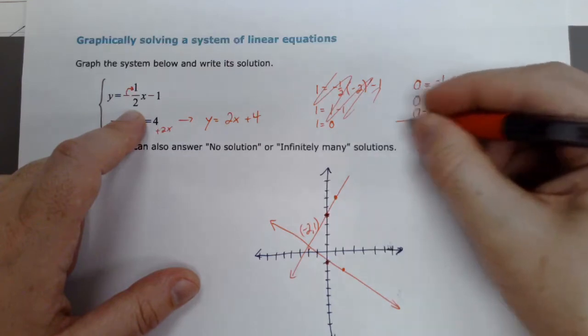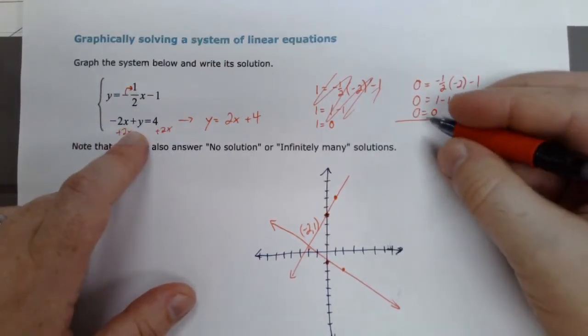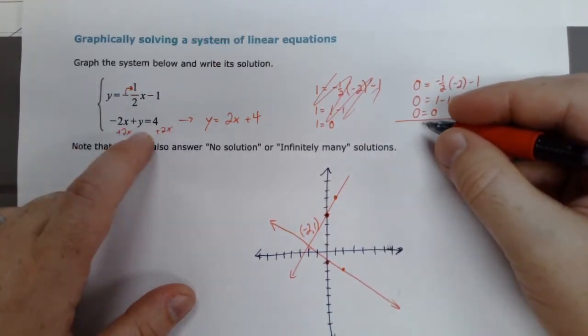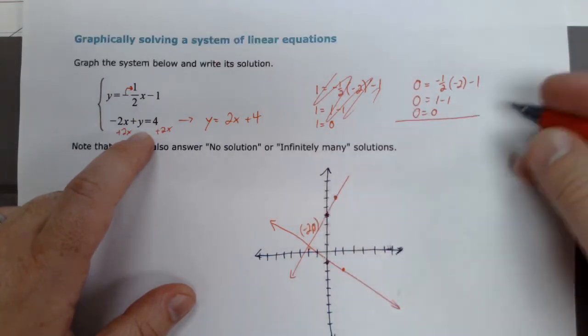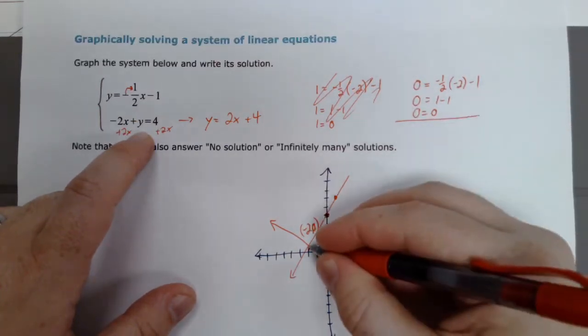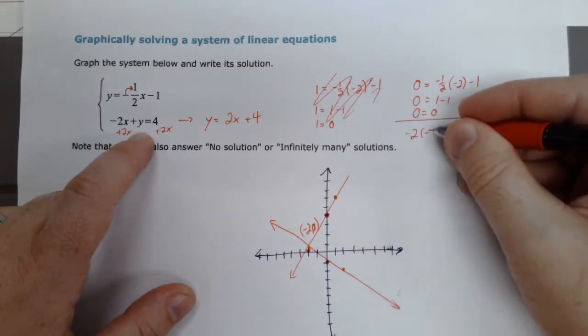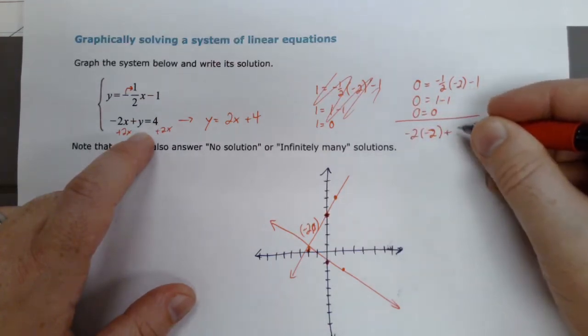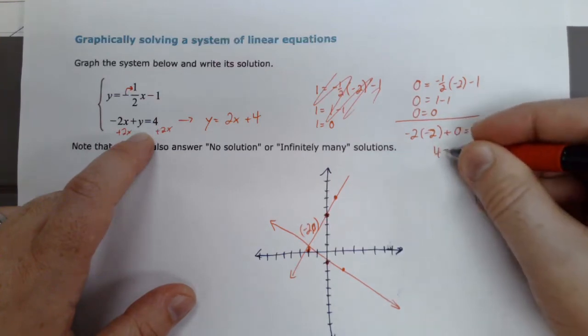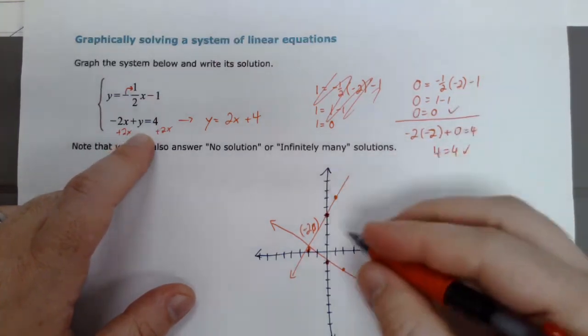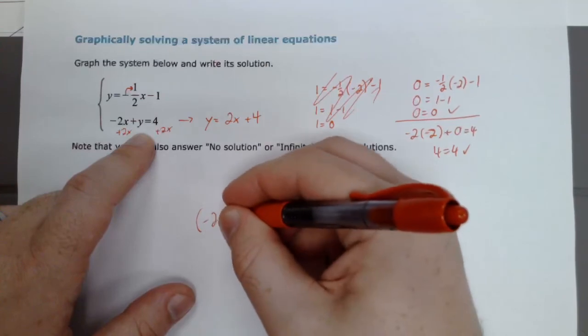So that checks out. On the second one, you do the same thing, plug in -2, and 0 is our new guess on where this one goes. I think it's supposed to be down here. So -2 times -2 plus 0 equals 4, 4 equals 4. So they both work out. So yeah, it's supposed to be at -2, 0.